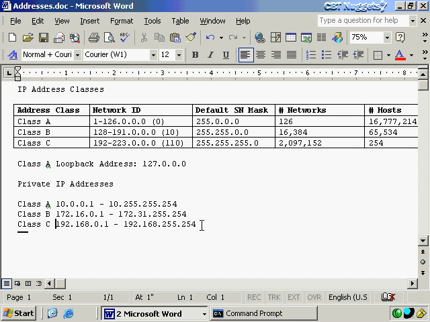In a lot of organizations, a lot of corporations, we typically will use something in the 10 dot range. That's because we get such broad flexibility there. I mean, we get 16 million hosts if we want to use that many within our internal networks.